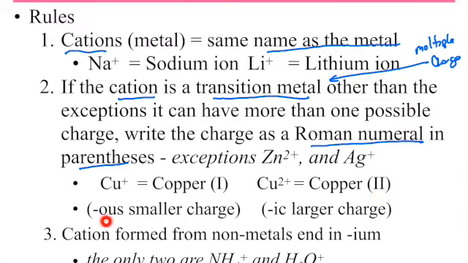Now, there is a much older naming system in which -ous and -ic are used, and so the -ous is the smaller of the charges, the -ic is the larger of the charges. You don't see that too often anymore, but you may walk into a laboratory and see those names on an old bottle of chemicals, so you'll need to know that. Cations formed from nonmetals end in -ium, like the ammonium and the hydronium ion. The ammonium is on your list, you need to know it. The hydronium is something we're going to look at later, and this is what happens when acids are added to water.